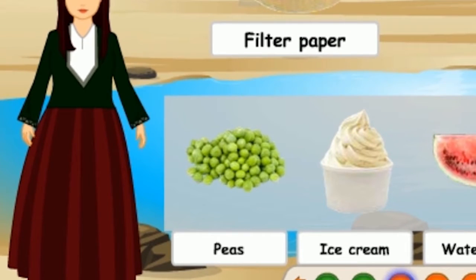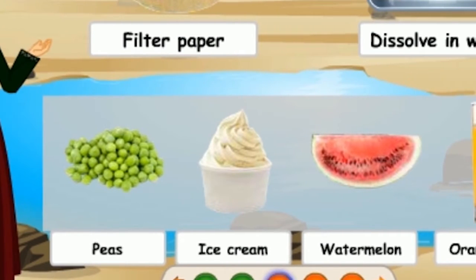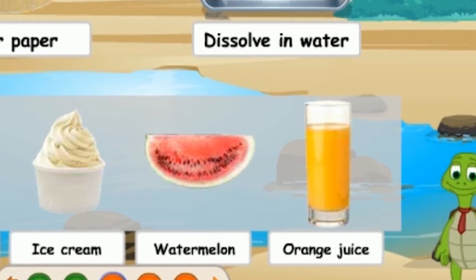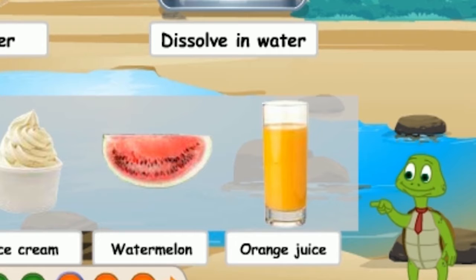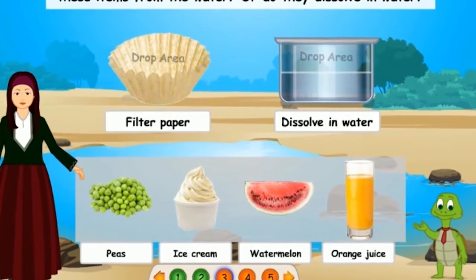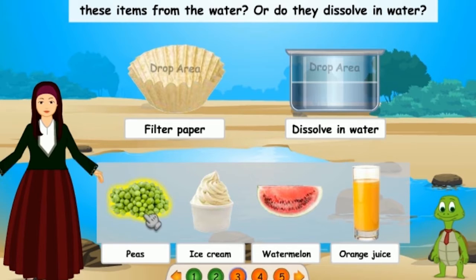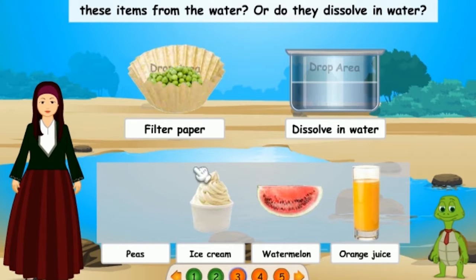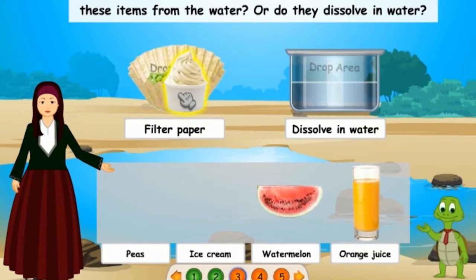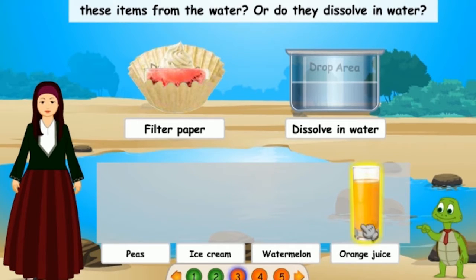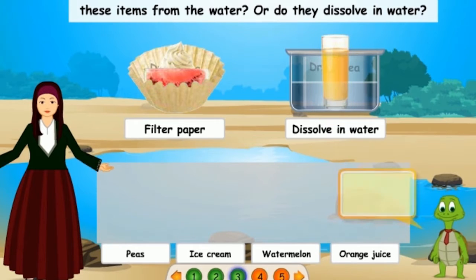Peas. Ice cream. Watermelon. Orange juice. Peas, insoluble. Ice cream, insoluble. Watermelon, insoluble. Orange juice, soluble. Excellent.